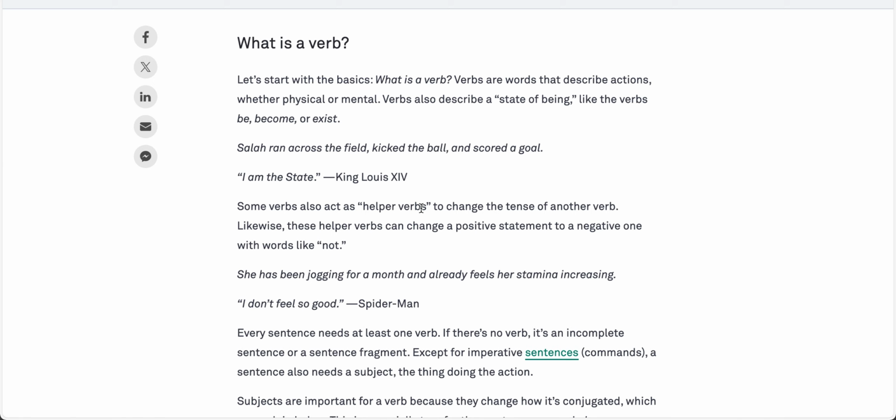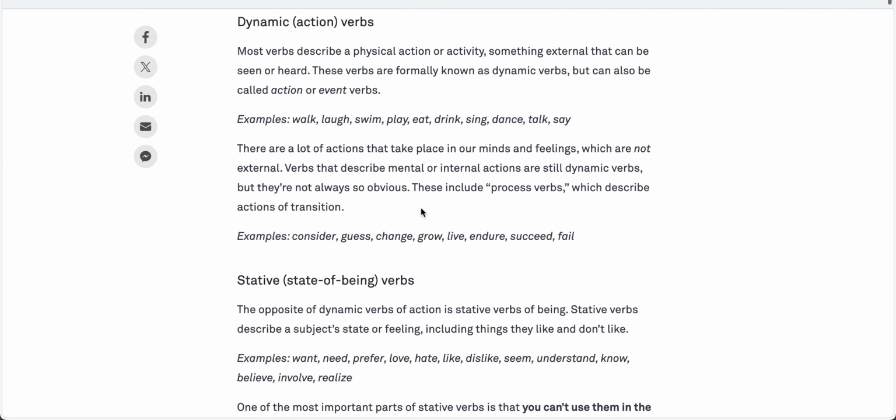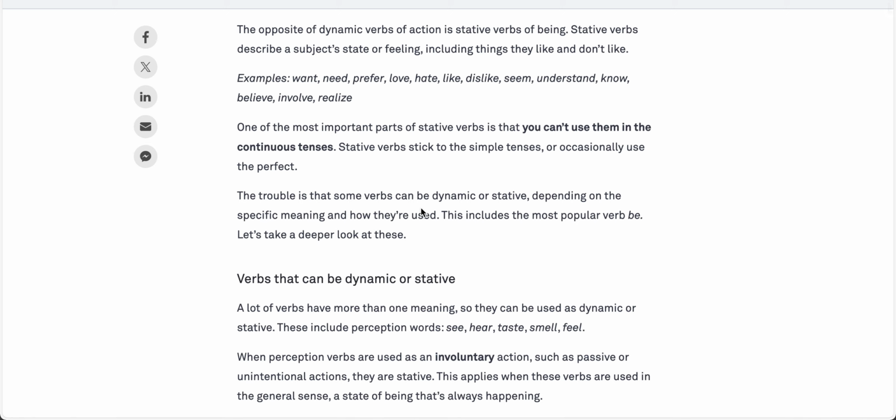So these are good articles. I think that if you went through these, they would help in understanding the basics of the grammatical categories that we're talking about in the Greek language.